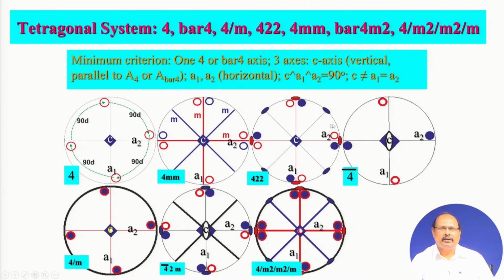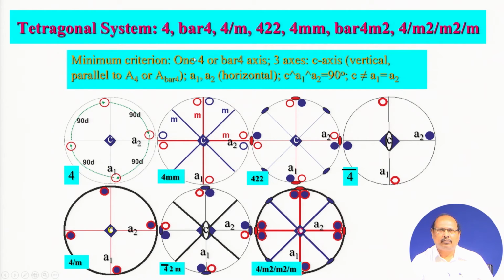Now, let us come to the tetragonal crystal system here. In case of the tetragonal crystal system, what are the crystal classes that come under this? They are 4-fold axial symmetry, bar 4, 4/m, 422, 4mm, bar 4 2m and 4/m 2/m 2/m. What is the minimum criterion for a tetragonal crystal system? You have at least one tetrad or bar 4 axis, that is the minimum criterion you have.